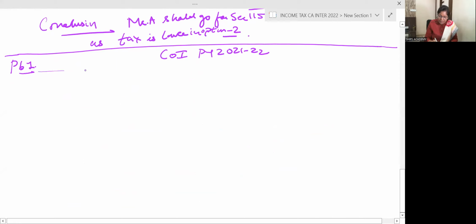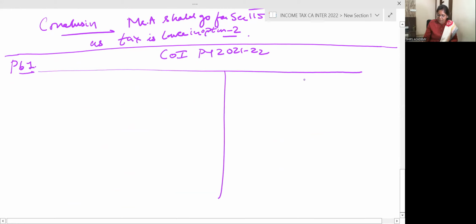Computation of income for the previous year 21-22. I'm telling you this is an amendment of last year 2021. But they will ask this now. Option 1, regular. Whatever you are paying, regular tax. Option 2, section 115 BAC. Shall I start?